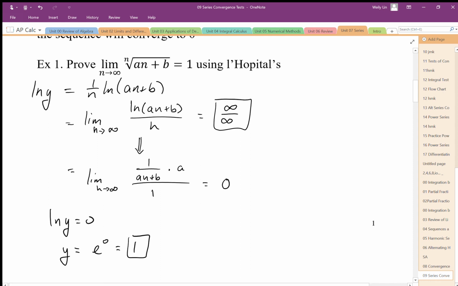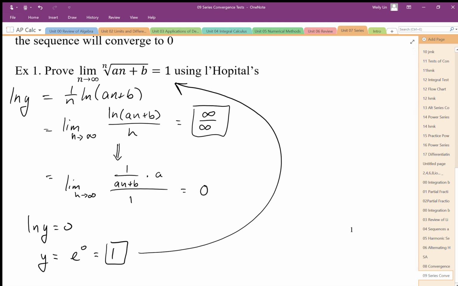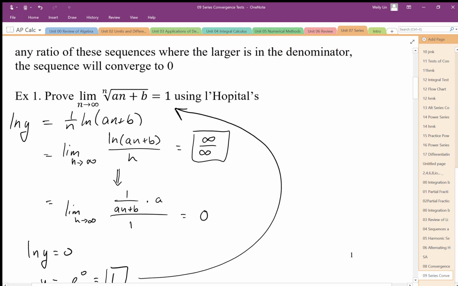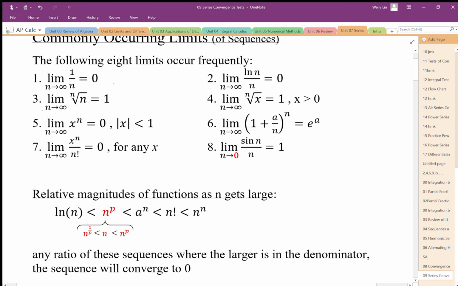There's our result. Based on this limit, we can say that (a n plus b) to the power of 1 over n always tends towards 1. We've now proven that using L'Hopital's rule, so we can establish this limit here: the nth root of n is always equal to 1.